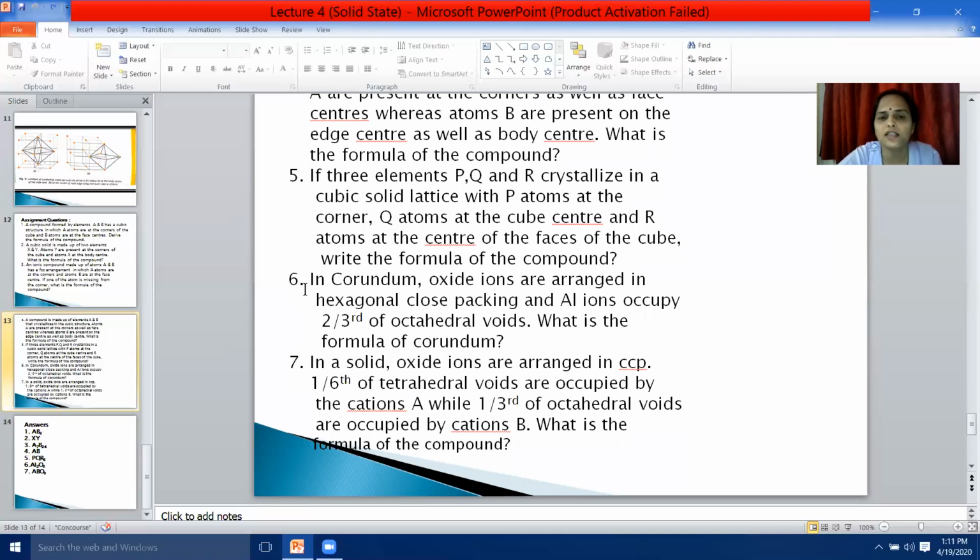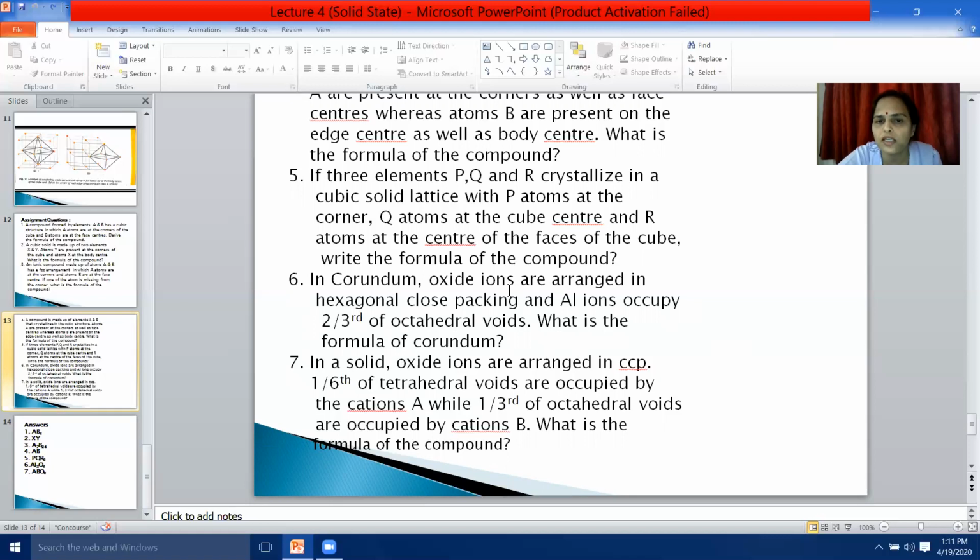It is in corundum. Corundum is an ore of aluminium. In corundum, oxide ions are arranged in HCP, hexagonal close packing, and aluminium ions occupy 2/3 of octahedral voids. What is the formula of corundum? So you need to calculate here the formula of corundum, taking into account aluminium ions and oxide ions.